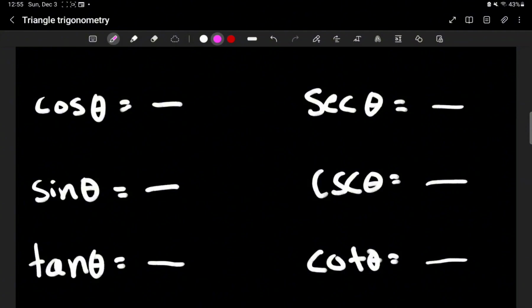Alright, so here are the different trig functions, and secant and cosine are reciprocals, sine and cosecant are reciprocals, and tangent and cotangent are reciprocals. So cosecant is going to be x over r.